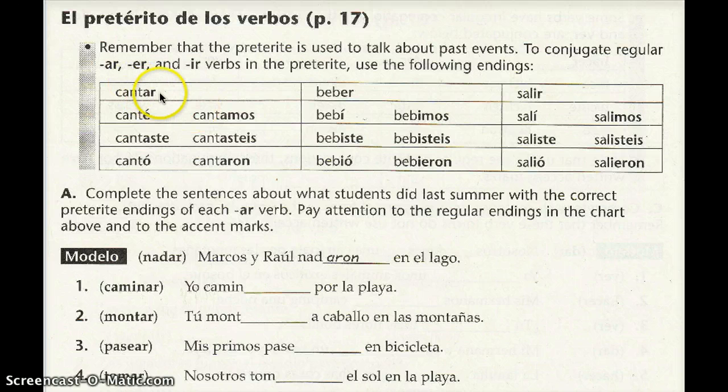So the AR verbs end in é, aste, ó, amos, asteis, aron. And the ER/IR verbs end in í, iste, ió, imos, isteis, ieron. Now, for the purpose of this song, we're not going to talk about the vosotros, that poor little redheaded stepchild vosotros that never gets talked about. Anyway, here goes the song.